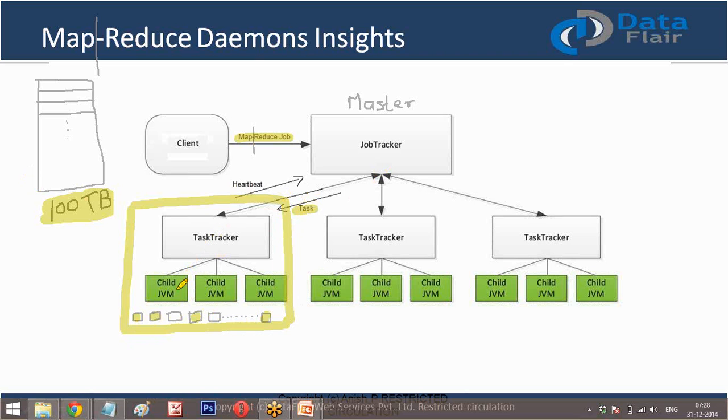I think all of you understand JVM, right? If we want to process anything, if we want to run any Java program, we need to start the JVM. Whenever we run any Java program, JVM comes into the picture. That's why it's written child JVM, Java virtual machine.